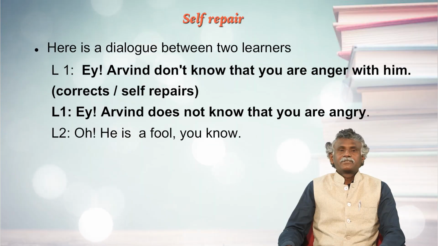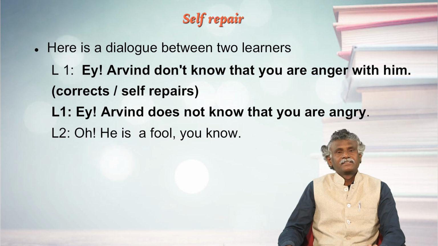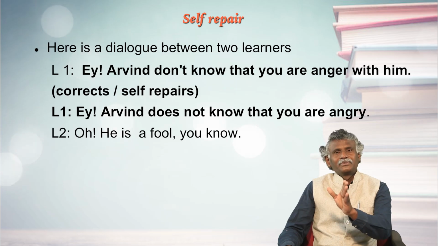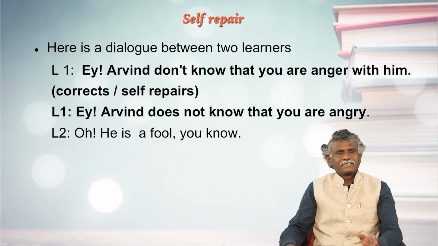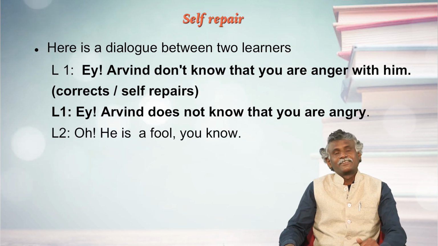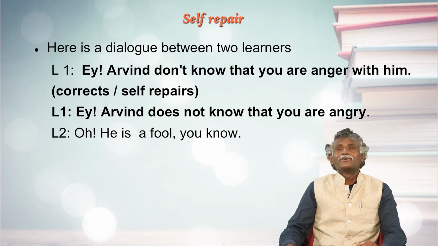Here is a dialogue between two learners. First learner says, hey Arvind, don't know that you are angry with him. Then he corrects himself. This is an actual dialogue. Hey Arvind does not know that you are angry. Then the respondent says, oh, he is a fool, you know.